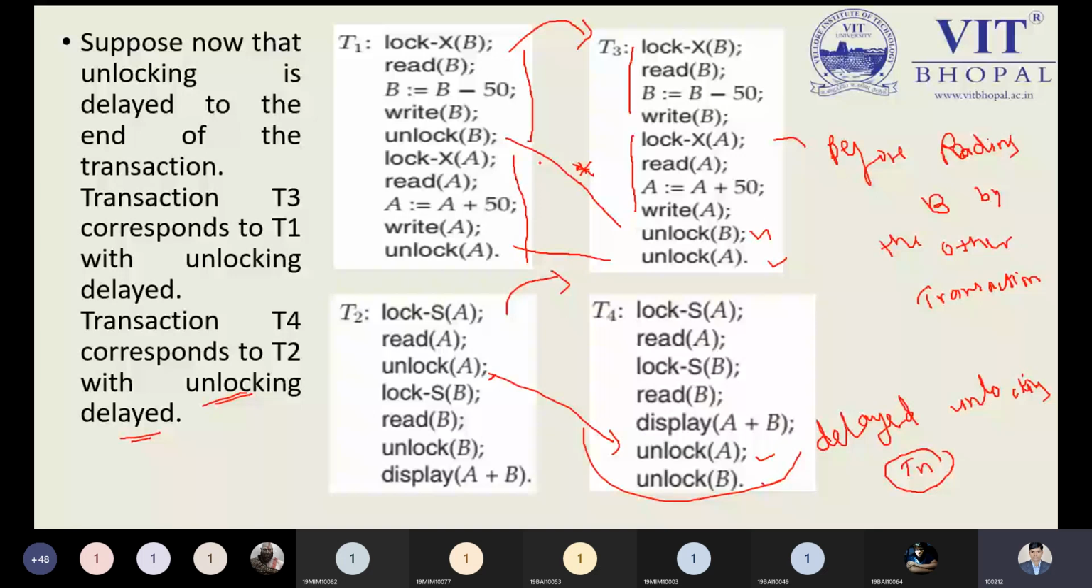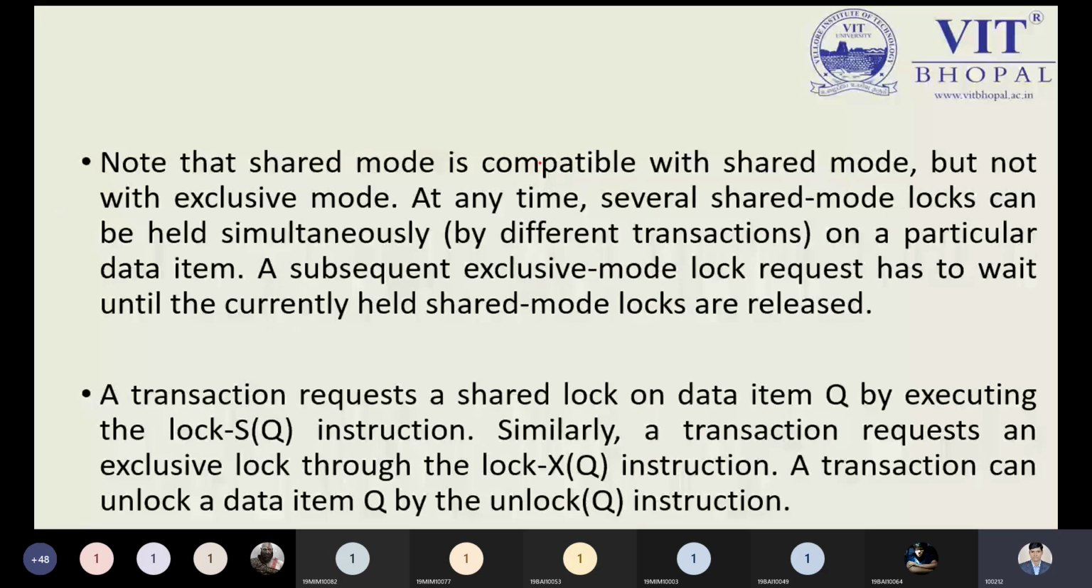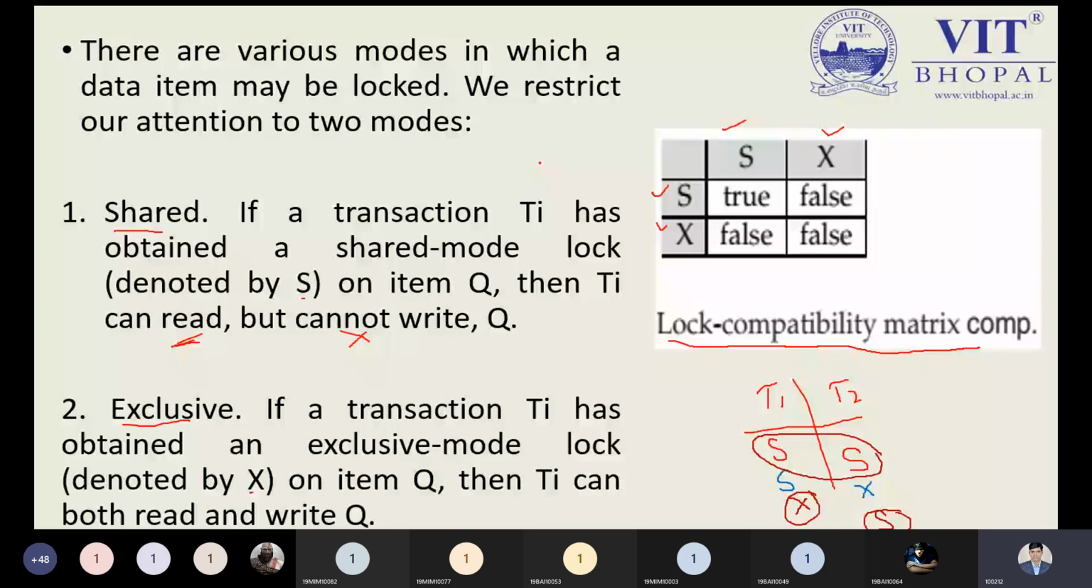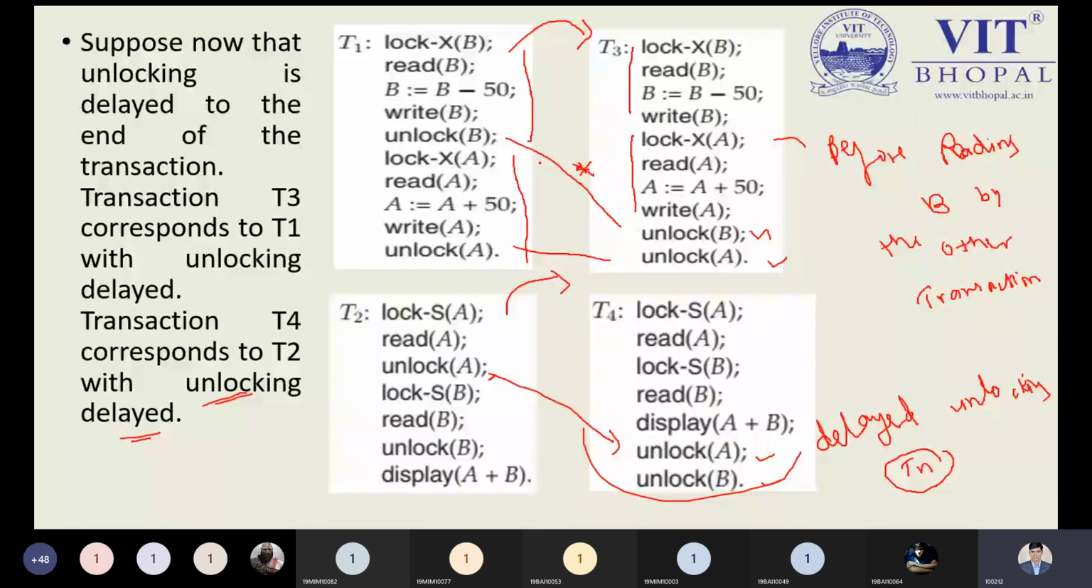Now see, you should verify the sequence of the read and write in schedule one. And what is schedule one? That is what we have seen over here. This schedule, this one schedule, which led to the incorrect total value 250 that we got and was displayed. That we have calculated, how we are getting it, and it is no longer possible with T3 and T4, and the other schedule is possible. So T4 will not print out an inconsistent result. See, instead of T1, T2, if you are using T3 and T4, then is it possible we are getting the right answer or not? So let me check. This is the exercise. Actually, I have a planned exercise.